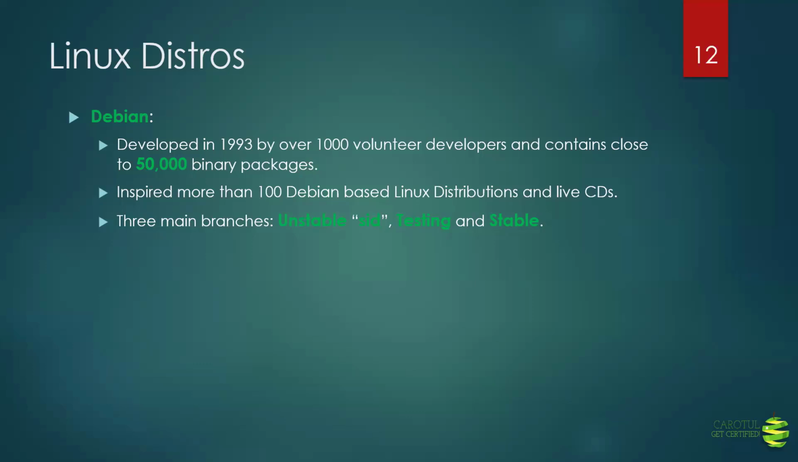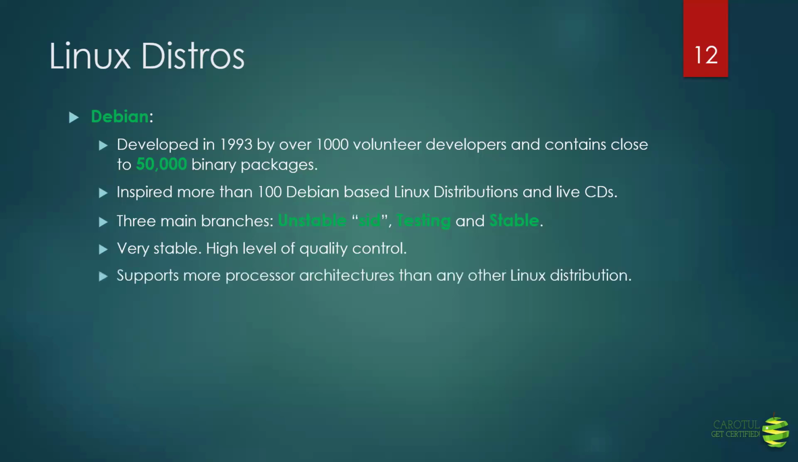And you don't need to worry about any unexpected behavior because this is thoroughly tested and basically bug free, right? It is very stable, and you get a high level of quality control in Debian, and it supports more processor architectures than any other Linux distribution. So that can be another deciding factor if you want to use Debian. The only thing is that the newer technologies are not always included, and it does have a slow release cycle, right? Because people are not as excited about Debian as they are about Ubuntu, which is based on Debian, or about RHEL, for example.